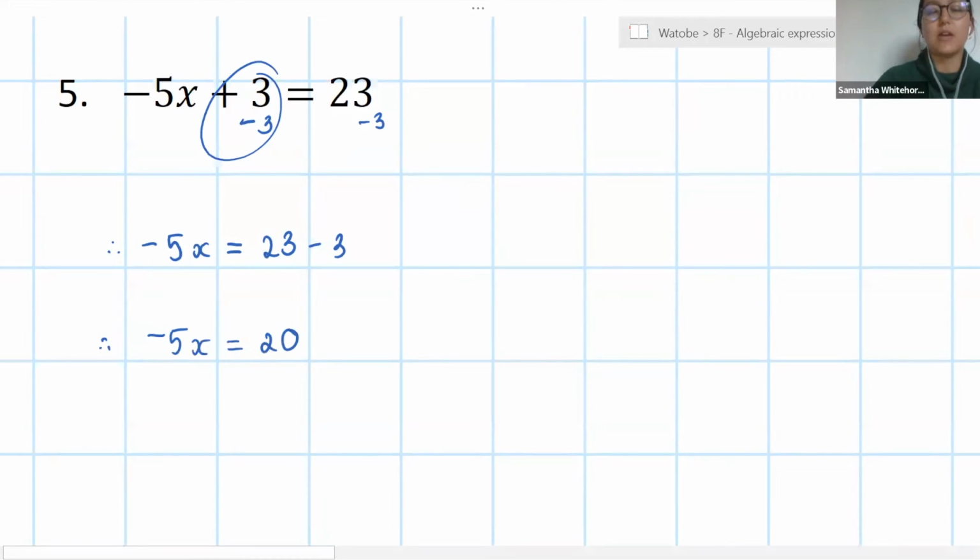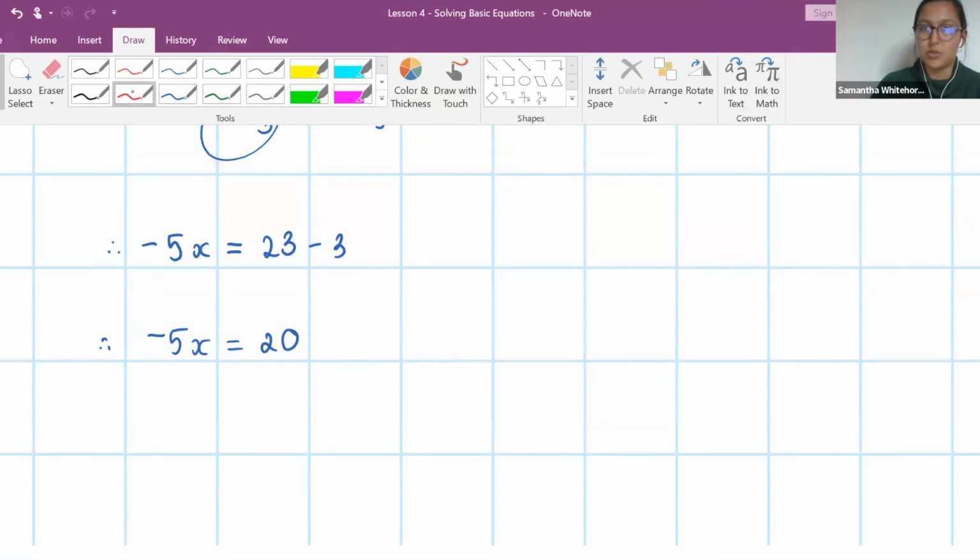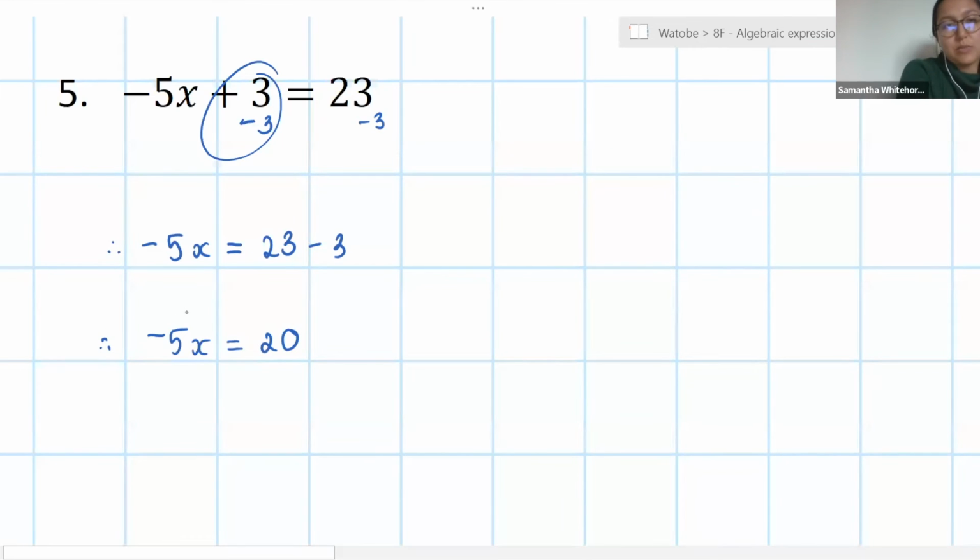So I can just make that a little bit easier for myself. And then the second thing I deal with is anything that's being multiplied or divided. We spoke about the fact that this is actually minus 5 times x. So my inverse operation is to divide by minus 5. That's wonderful because minus 5 divided by minus 5 is just 1. So I've got my x there. But remember, what we do on one side of the equation, we need to do on the other side.